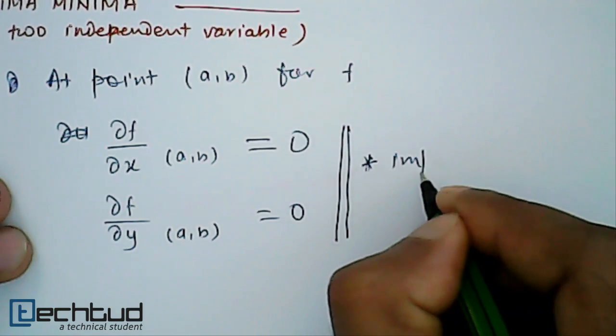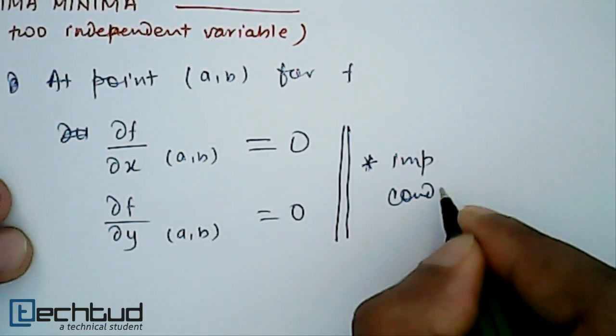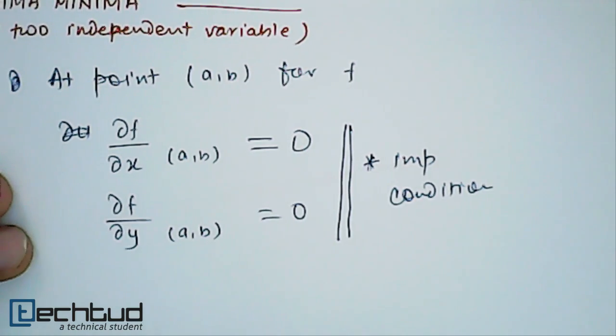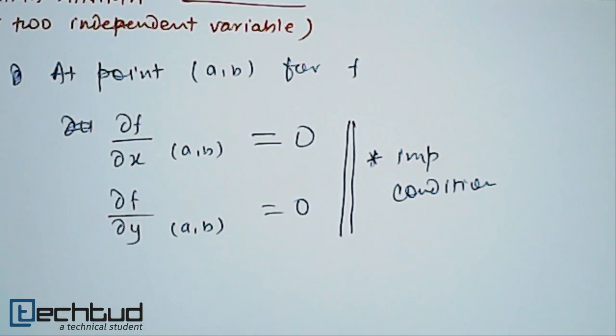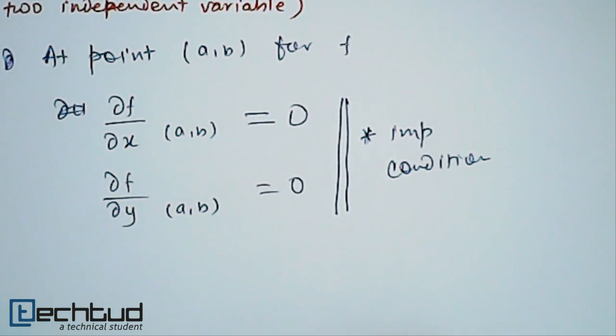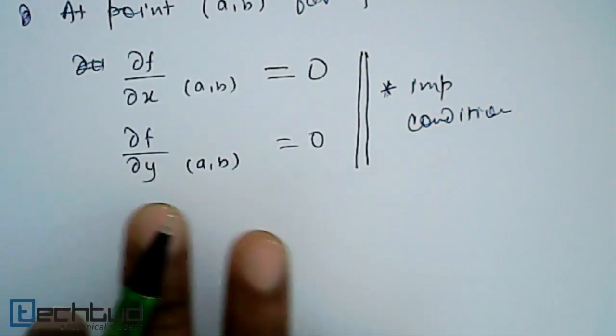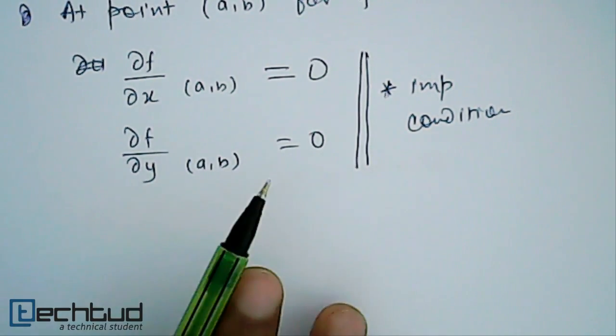So these two are important conditions. If this holds, then only there will be a maxima or minima at this point. It's very similar to our previous convention for one variable, that for a point of maxima or minima, the differentiation of the function should be equal to 0 at that point, right? That is, slope should be equal to 0. So similarly here, the partial differentiation with respect to x and y should be equal to 0.